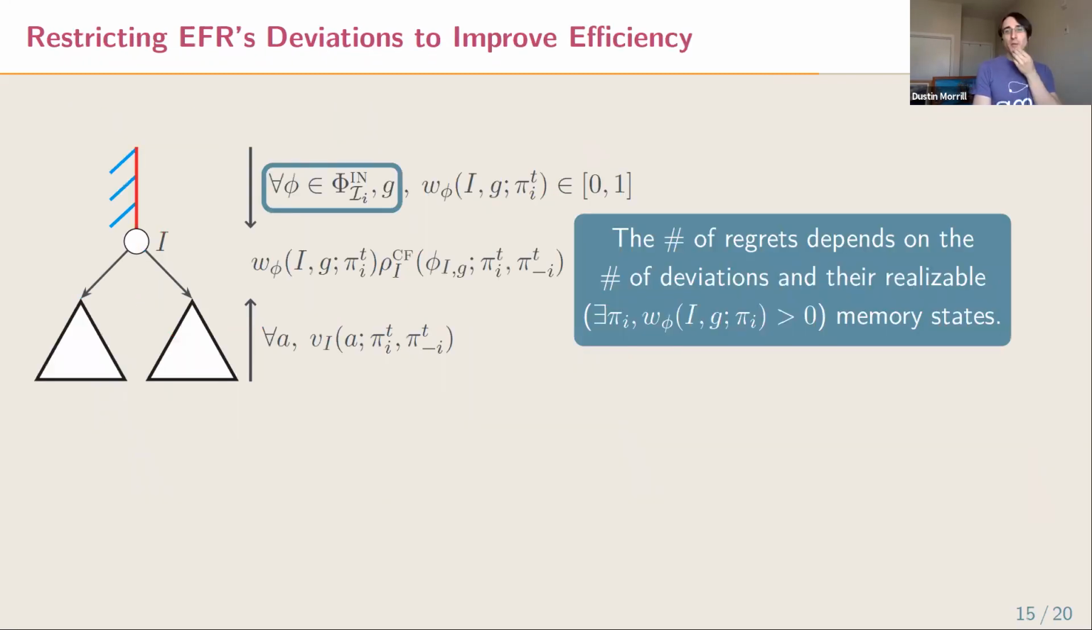Now, one problem you may have noticed is that the way I described EFR before, we were working with the full set of behavioral deviations. And like we said, there's an exponential number of these in the depth of the game. So that's going to be a problem because we need to keep track of regrets, one regret for each of them. So that's not going to be feasible typically.